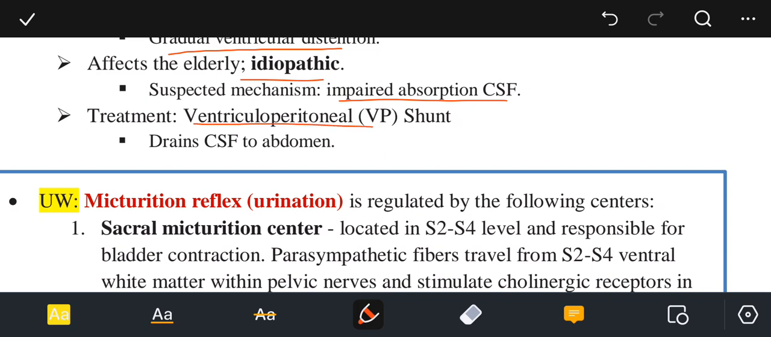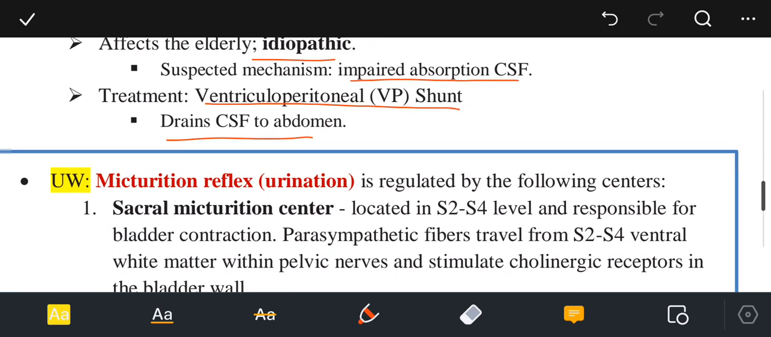Treatment is the ventriculoperitoneal shunt. So a shunt is placed between the ventricles of the brain and the peritoneal cavity of the abdomen. So that ventriculoperitoneal shunt may help us treat normal pressure hydrocephalus. It drains the CSF into the abdomen, and then from the peritoneum it is absorbed into general circulation, and then the whole cycle repeats.